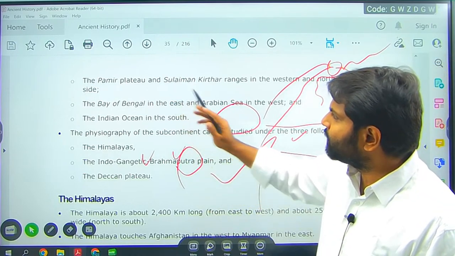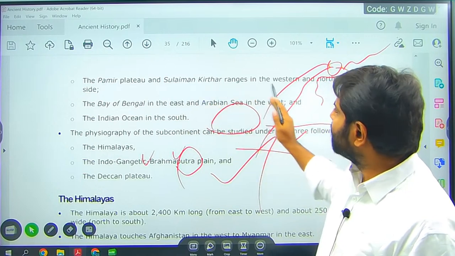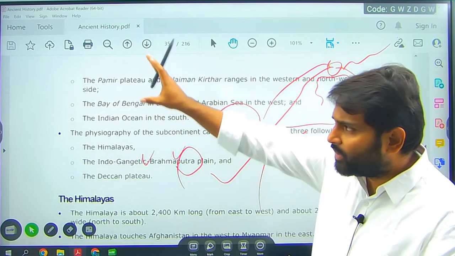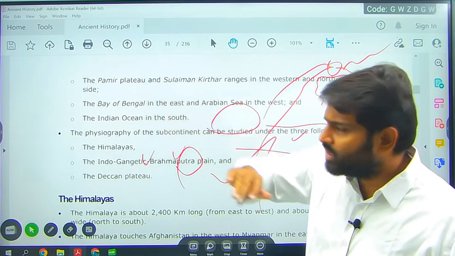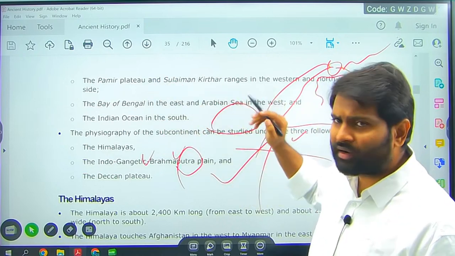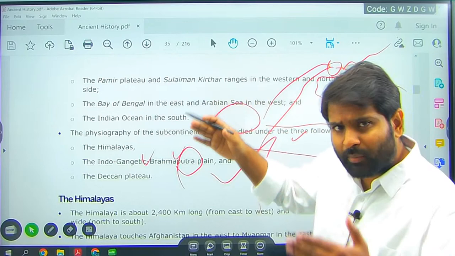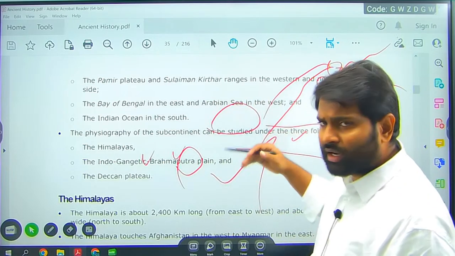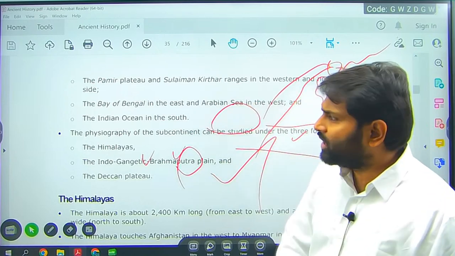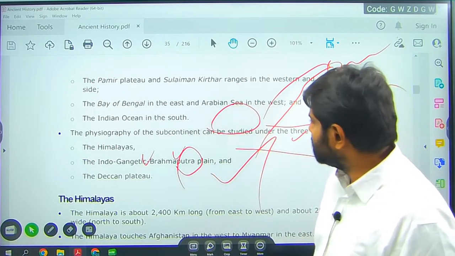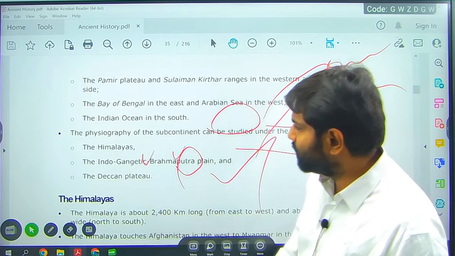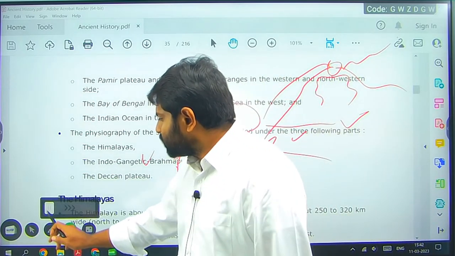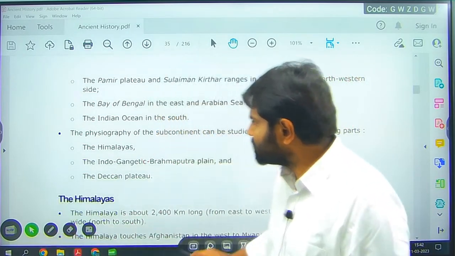So if you see the Pamir Plateau and Sulaiman Kirtar ranges on the western side, Pamir Knot, as I said, Pamir ranges, Pamir Plateau, Sulaiman ranges. We're talking about the boundaries of this particular subcontinent or country: the northwestern side, Bay of Bengal in the east, Arabian Sea in the west, and Indian Ocean in the south. So that is our boundary limitation.